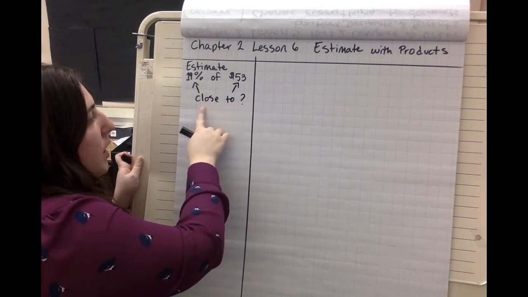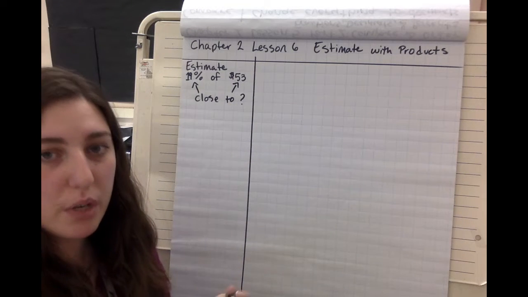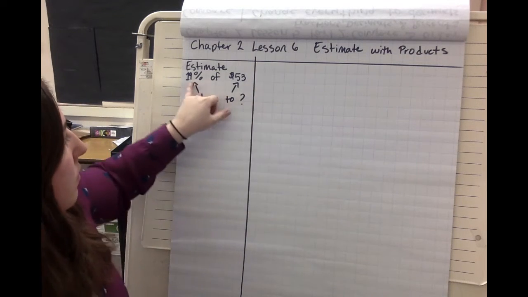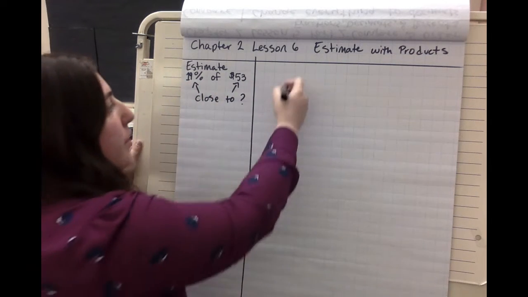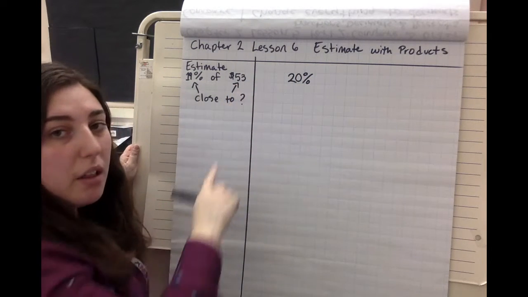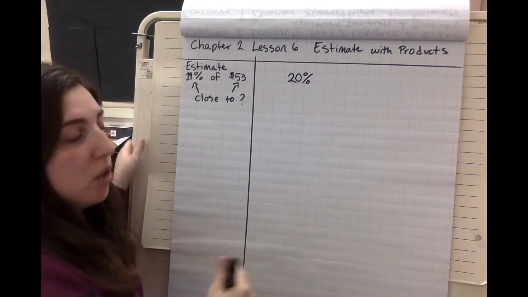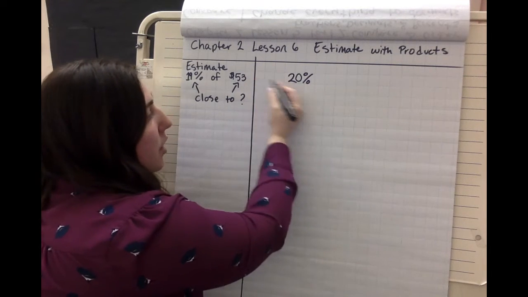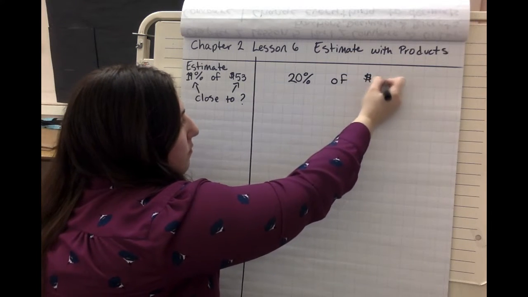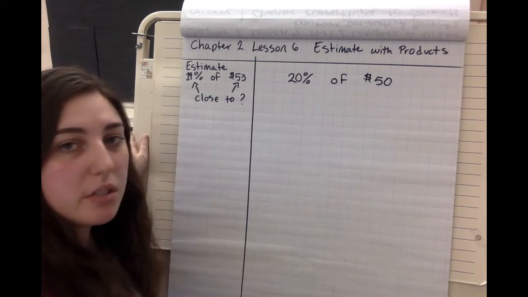And right here I just put close to. We've got to find a number that's close to those percents and dollar amounts. So over here, I'm going to round 19% to 20%, so I'm just going to write 20%. And $53 is pretty close to $50, so I'm going to round $53 to $50. So I'm now finding 20% of $50.